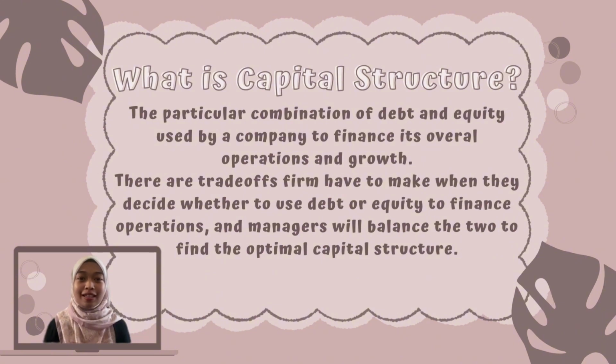So basically, capital structure is the combination of debt and equity used by the company to finance its overall operation and growth. Debt and equity are used to fund business operation, capital expenditure and other investments. There are trade-offs. A firm must decide whether to use debt or equity to finance operations, and managers will balance these two items to find the optimal capital structure.